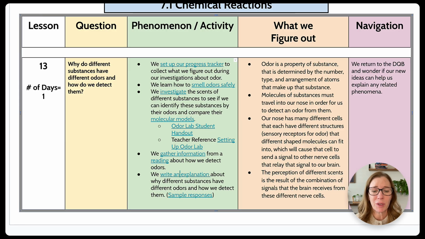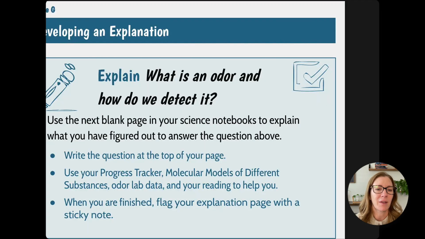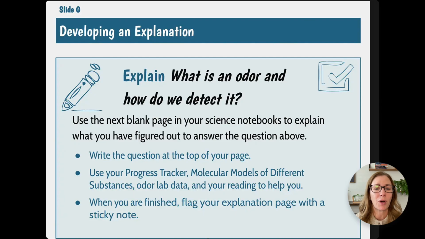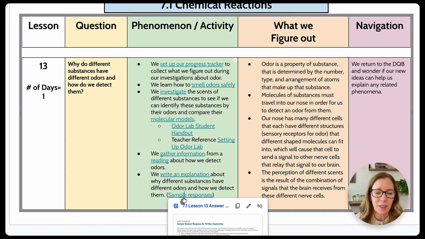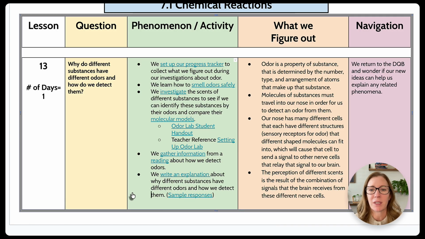All we have left to do to meet this performance expectation is write a full explanation. They use their progress trackers to write and communicate information in a logical way. And the question that they're answering is, what is an odor and how do we detect it? Okay, that's about it. There is a sample response to go through if you want to see how best to evaluate if your students met that performance expectation using the article and the lab that they engaged in. But that's about it. Pretty easy lesson, and let's talk about materials prep in the next video.